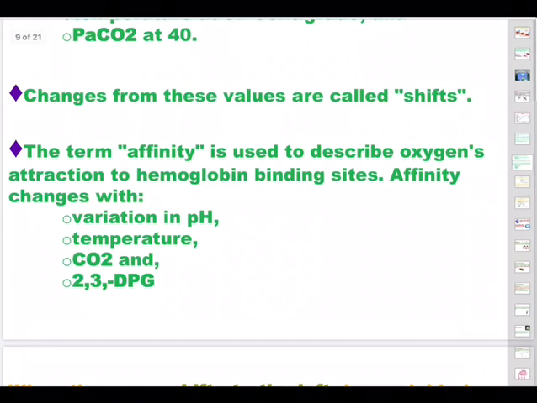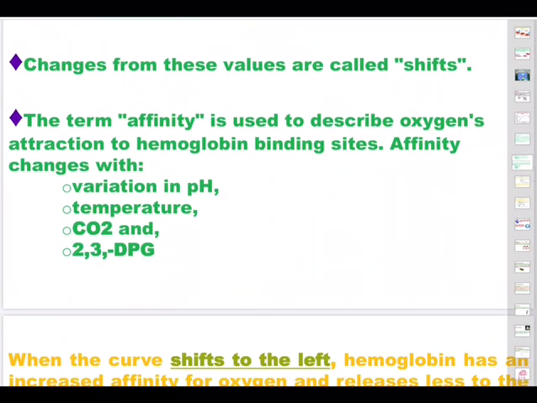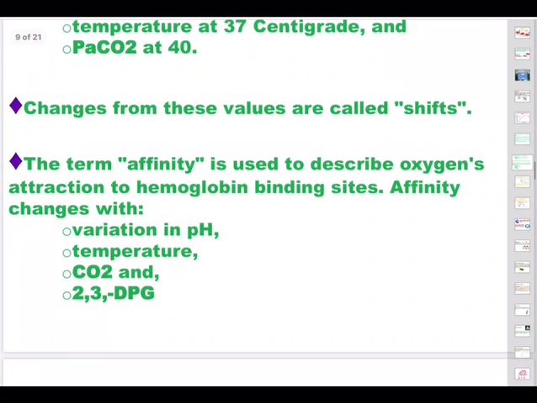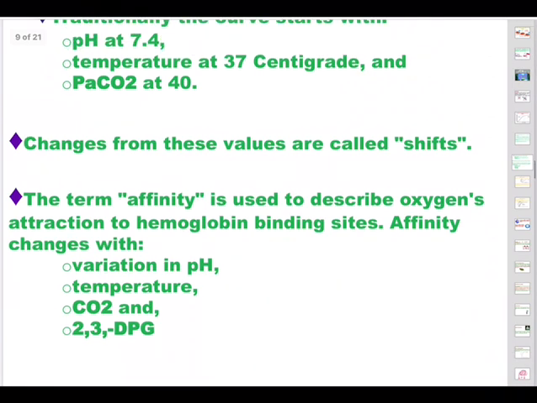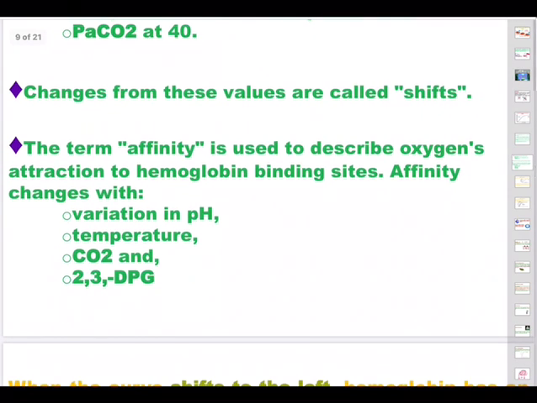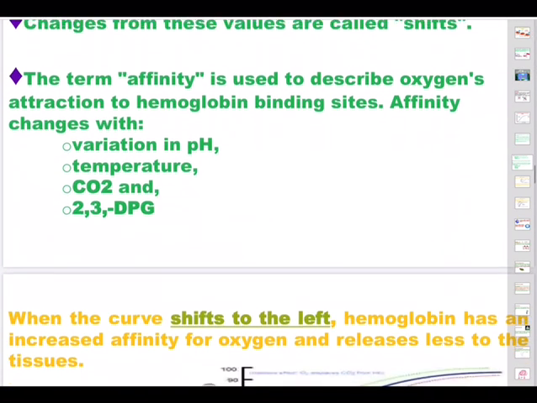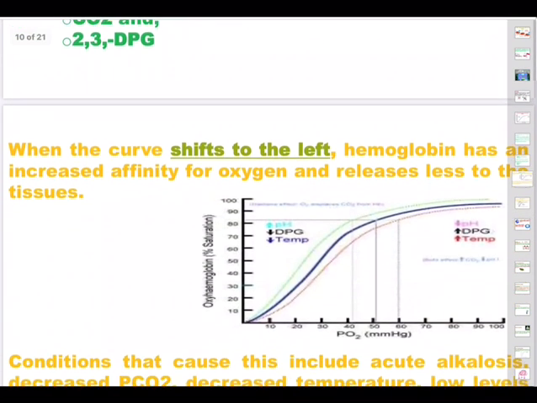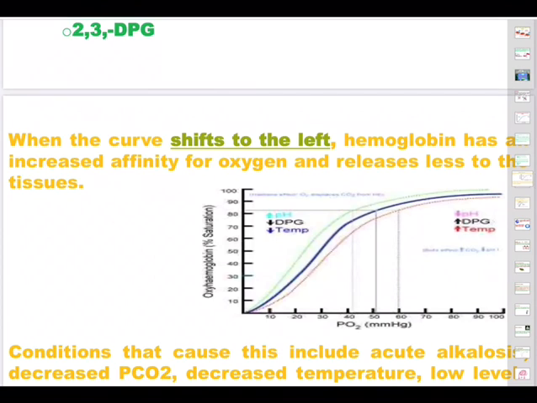Changes from these values are called shifts. The term affinity is used to describe oxygen's attraction to hemoglobin binding sites. So affinity changes with variation in pH, like normal is 7.4, any variation in the pH it changes. Temperature is 37 degrees, change in temperature changes. Partial pressure of CO2, and there is a substance 2,3-DPG.